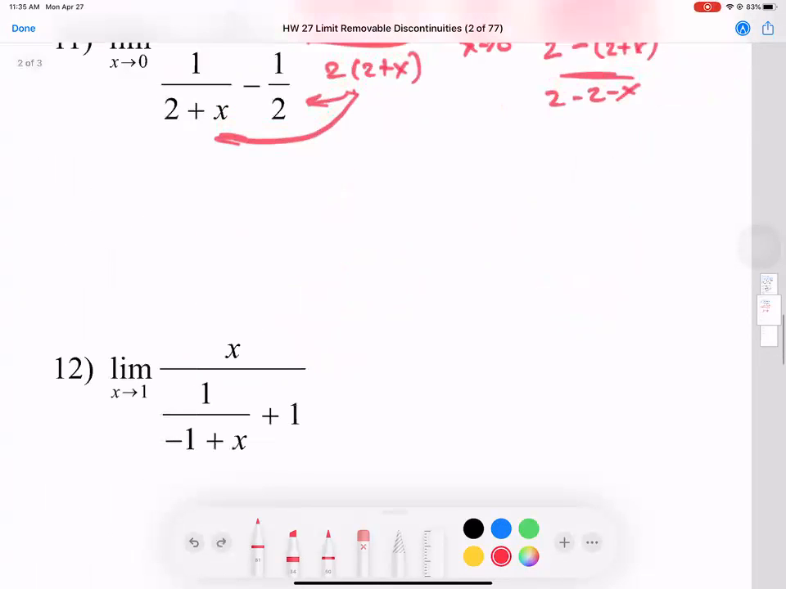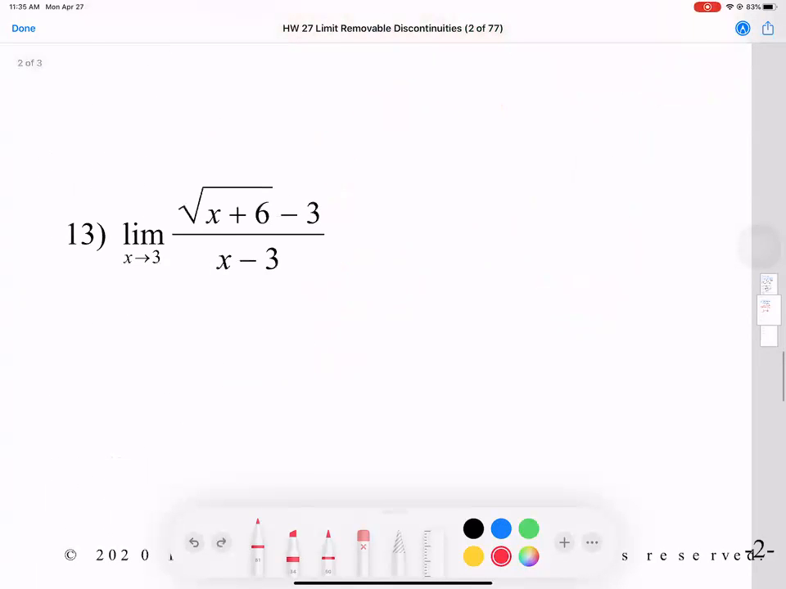Okay, our last skill today is going to be radicals. And we had practiced this before. It's about multiplying by the conjugate. And the conjugate, let's go and take a look at what that looks like. So the conjugate here would be the square root of x plus 6 plus 3. That's the conjugate. Square root of x plus 6 plus 3.